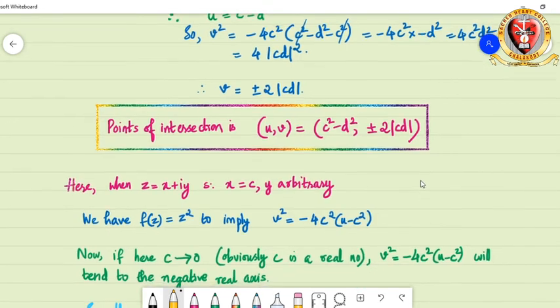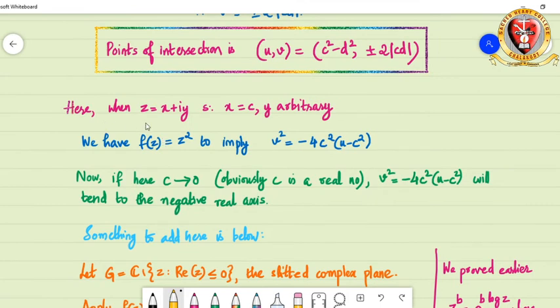Here when z is equal to x plus iy such that x is equal to c and y is arbitrary, that means in the first case, when we applied the function f of z is equal to z square, we got the parabola sitting here. And suppose we are tending this real number c to 0, when we are tending it to 0, you know that u minus c square will be tending to 0, right? And the c square will never be a negative number, right?